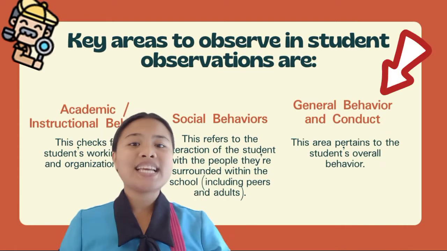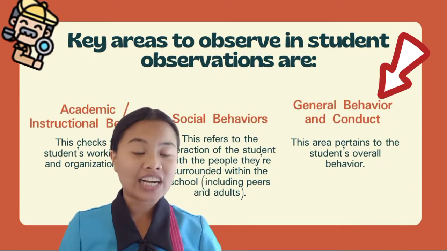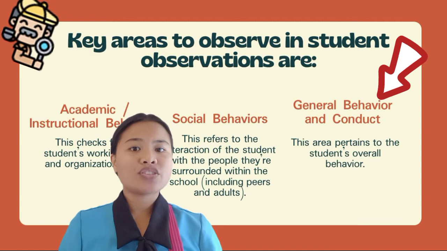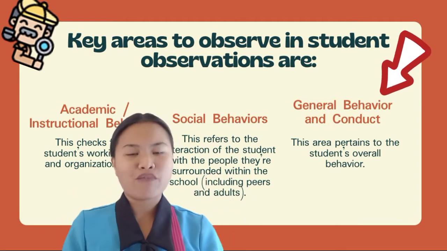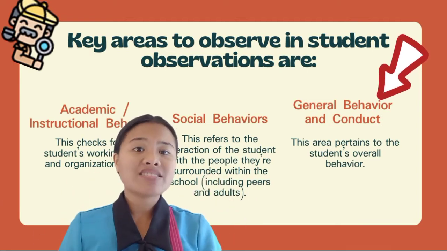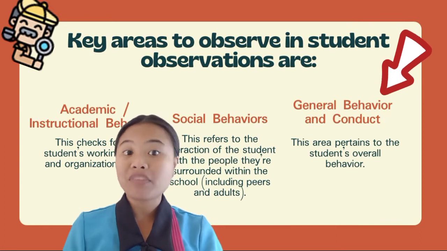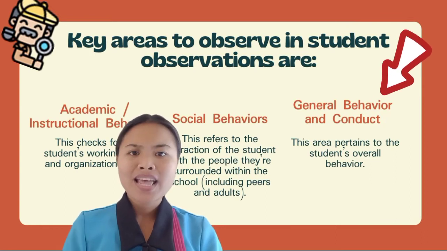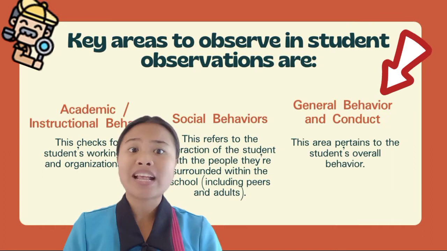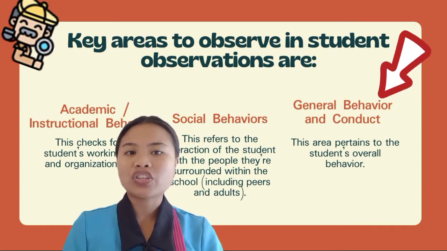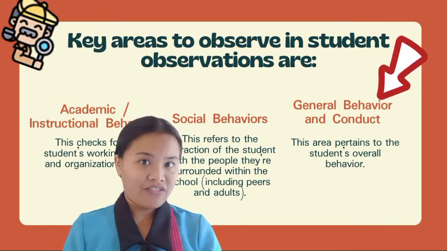The third one is the general behavior and conduct. This area pertains to the student's overall behavior. Examples: does the student engage in disruptive behaviors in class? How is his or her attention span? What about his or her activity level?